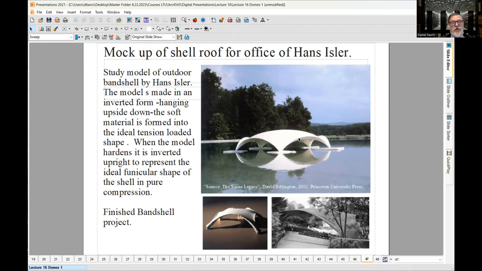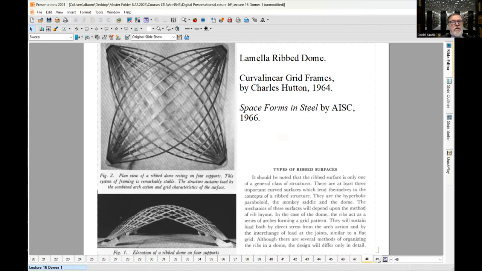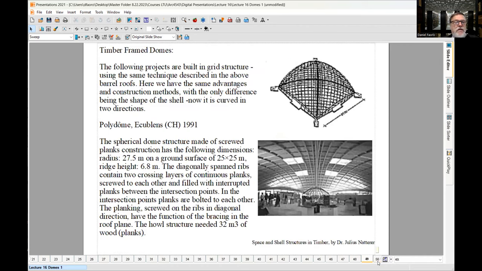Now there are some edge members here as you're creating these opening conditions. And here it was in its final construction on the right. So it's shaped not through the computer, but shaped through modeling. Lamella rib domes in 1964. These are some early attempts to study the use of steel in lamella ribs from the 1960s in this configuration here. Similar to Hans Isler, but made of steel, rather than concrete.